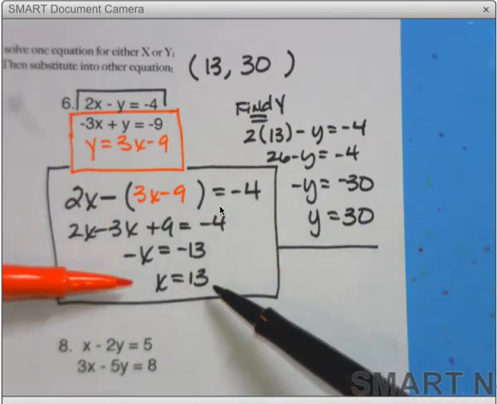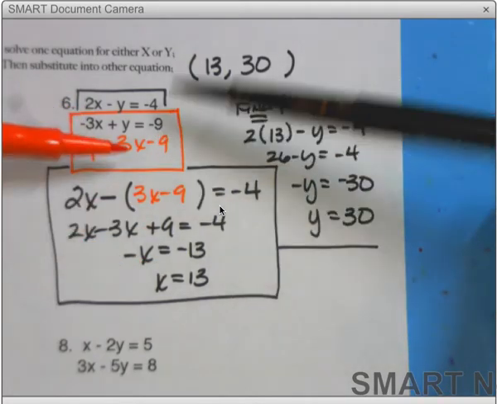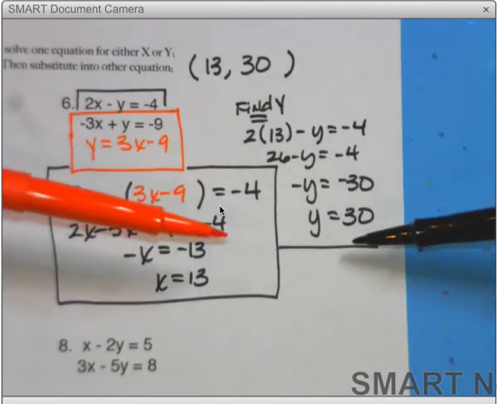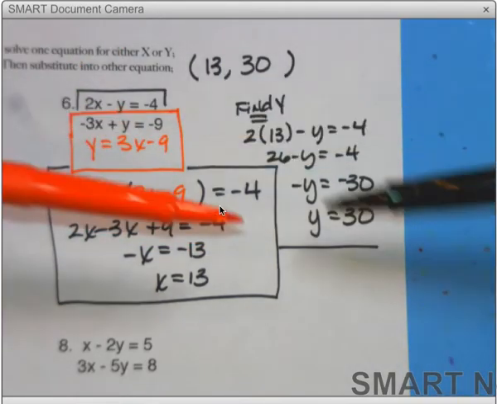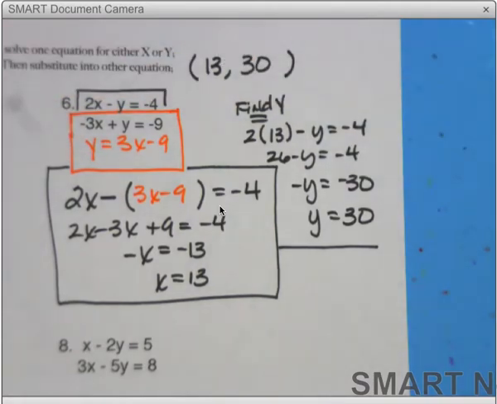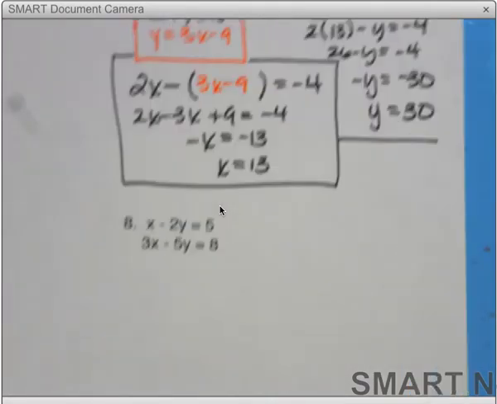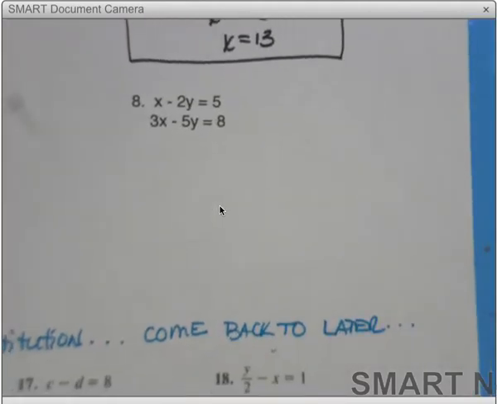Once I get a value for x, I go back to either original equation. I let x take on that number, and that allows me to solve for y. So two variables, two equations, and my ordered pair, two members, an x member and a y member. And let's do one more on the video before I move to the last example.